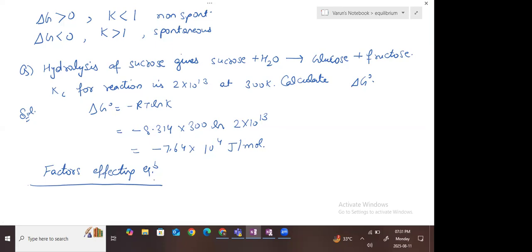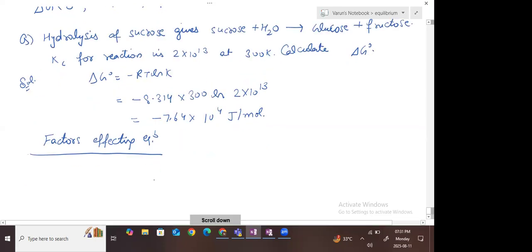How we can change the equilibrium, or how we can improve our product formation, depends on a principle that we call Le Chatelier's principle. It is the most important principle. Sometimes it has been asked directly: what is Le Chatelier's principle?